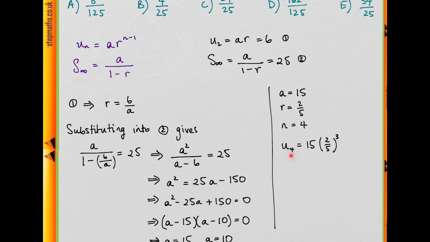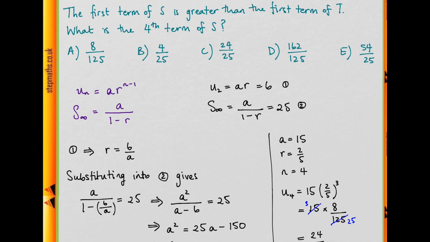for the fourth term, U4, the A is 15 times R is 2/5, and n minus 1 is 3, and 2/5 cubed is just going to be 8 over 125. So we can cancel our 5 out of the 15, that gives us 3, and the 125 gives us 25. So then we're left with 3 times 8 is 24, divided by 25, and that is solution C.